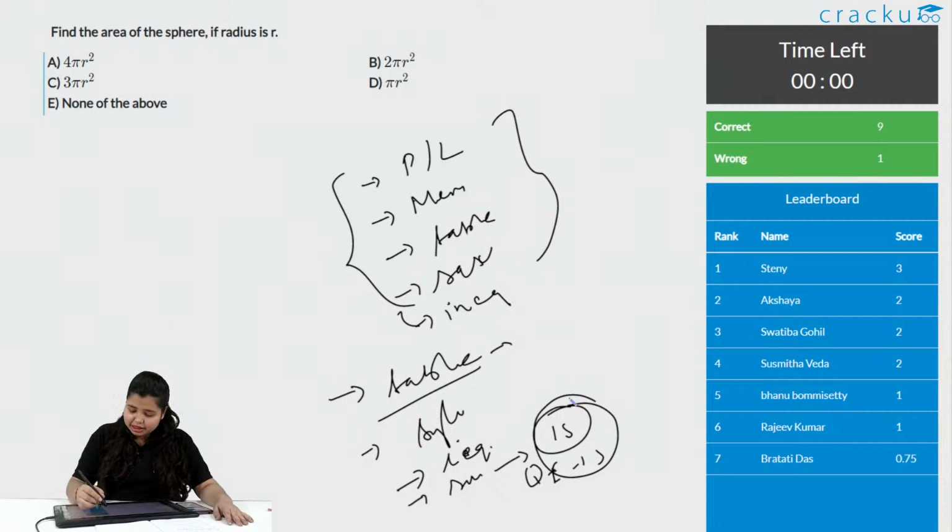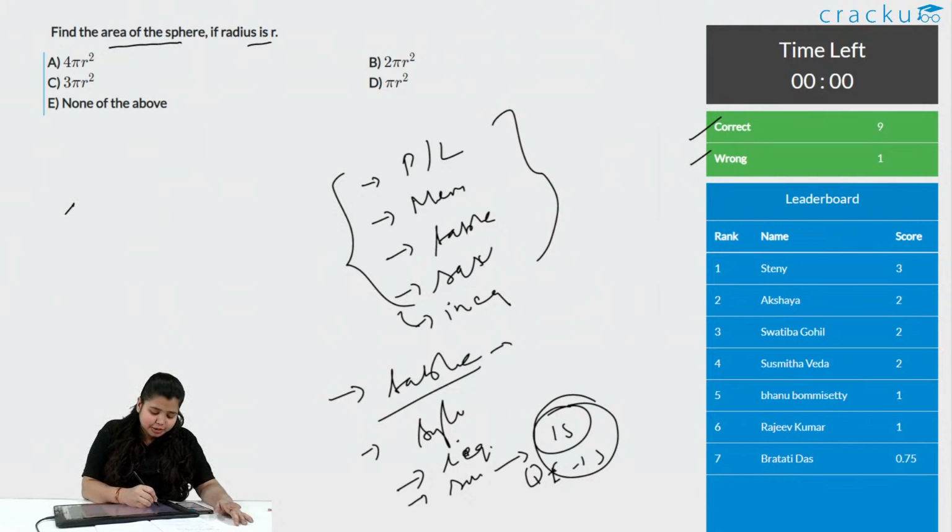Okay, the time is up and there are 9 correct answers and 1 wrong answer. The question says: area of the sphere if the radius is r. We all know this, the area of a sphere is 4 pi r square. Yes, Nancy, it is the correct answer, 4 pi r square.